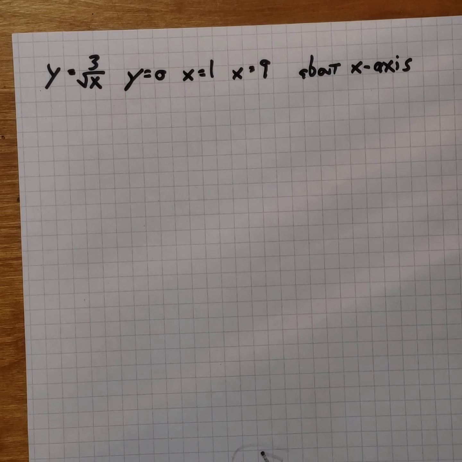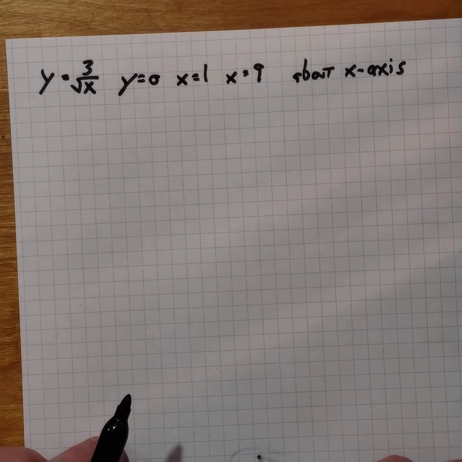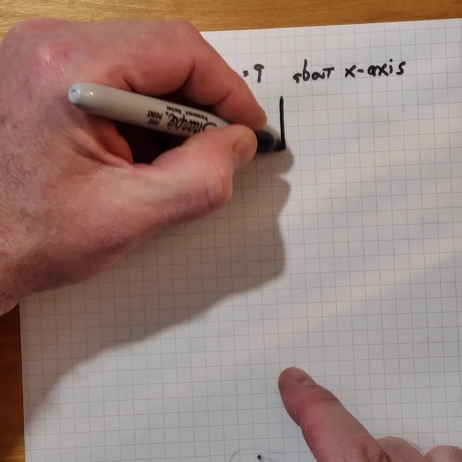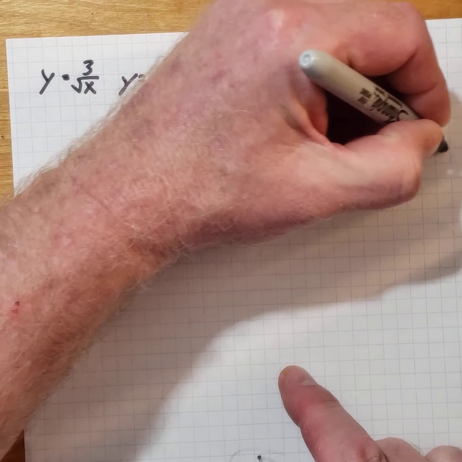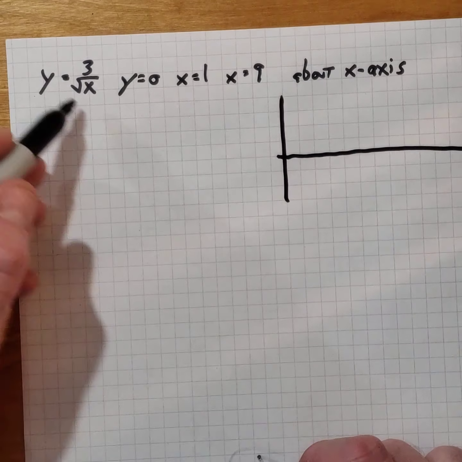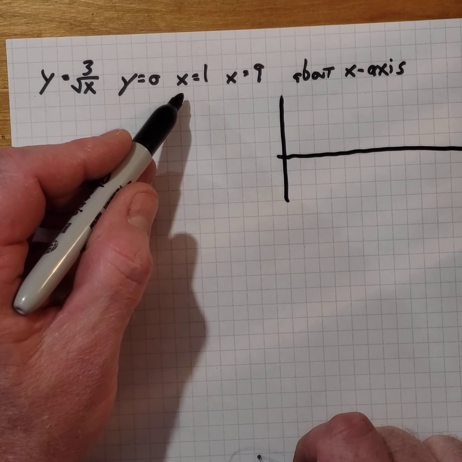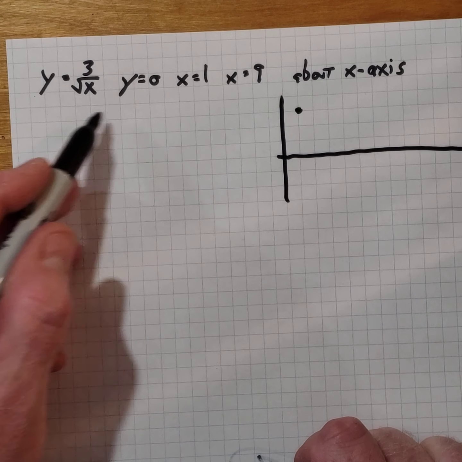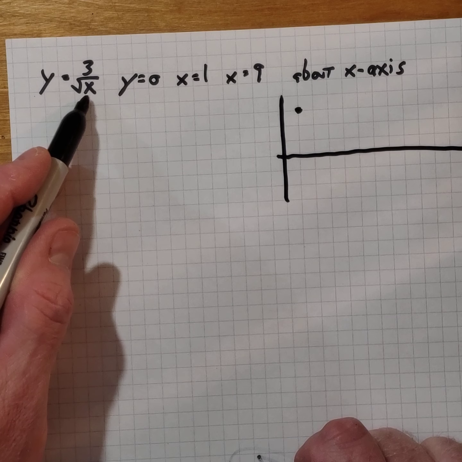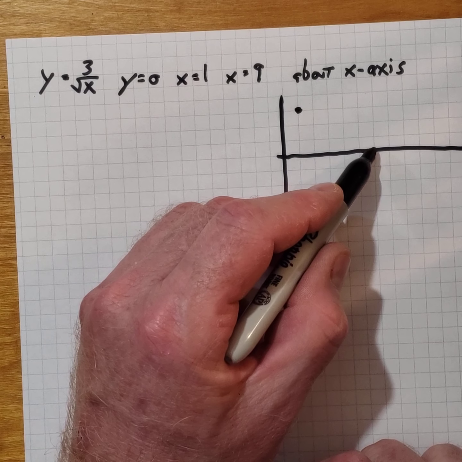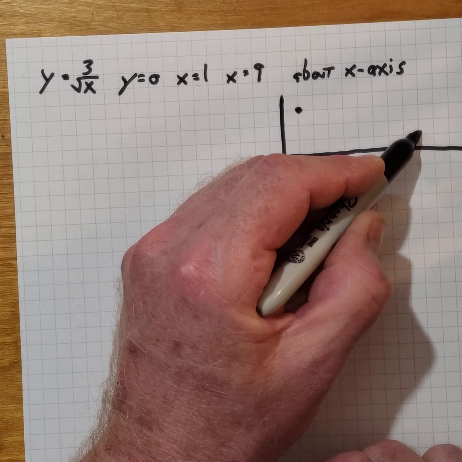Let's do one more. y equals 3 over the square root of x, y equals 0, x equals 1, and x equals 9, rotated about the x-axis. So what the heck is this going to look like? Well, y equals 0 is the x-axis. 3 over the square root of x at 1, right? If we put a 1 in there, it'll be 3. As we put larger and larger numbers into here, it's going to get smaller. By the time we get to 9, square root of 9 is 3, 3 over 3 is 1, down there.